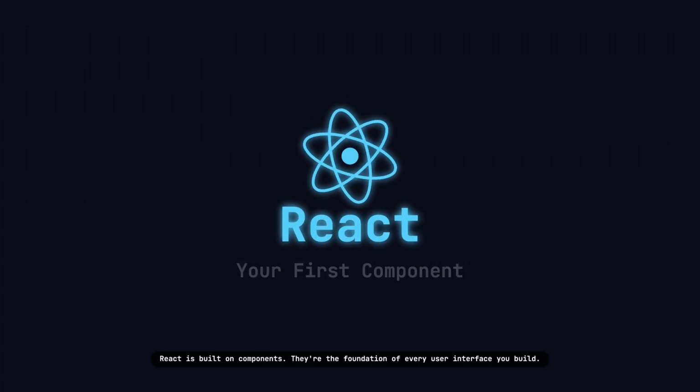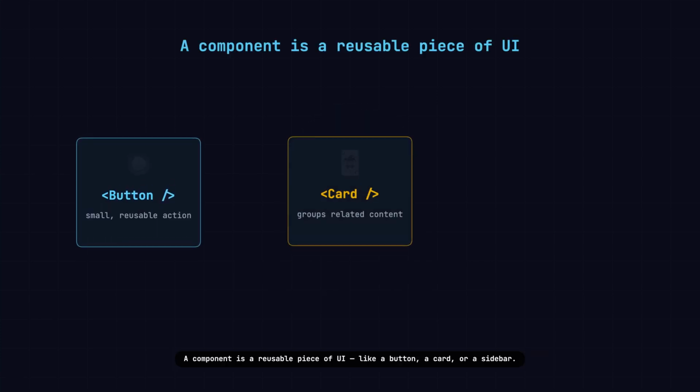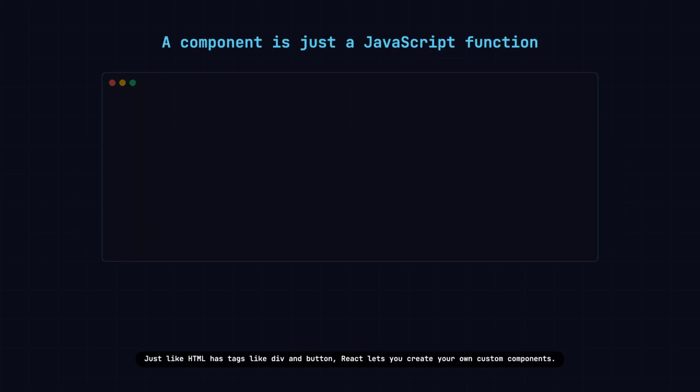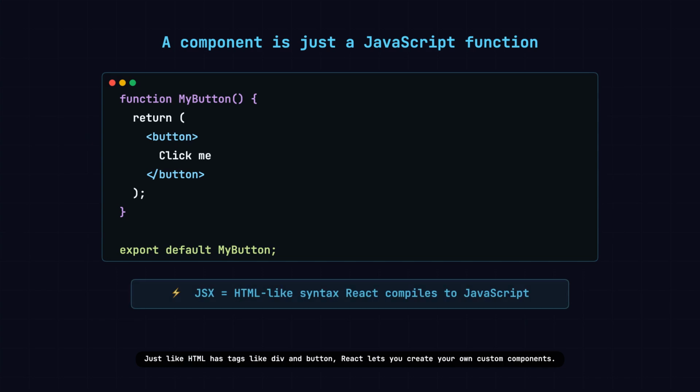React is built on components. They are the foundation of every user interface you build. A component is a reusable piece of UI, like a button, a card, or a sidebar. It can be as small as a button or as large as an entire page. Just like HTML has tags like div and button, React lets you create your own custom components.